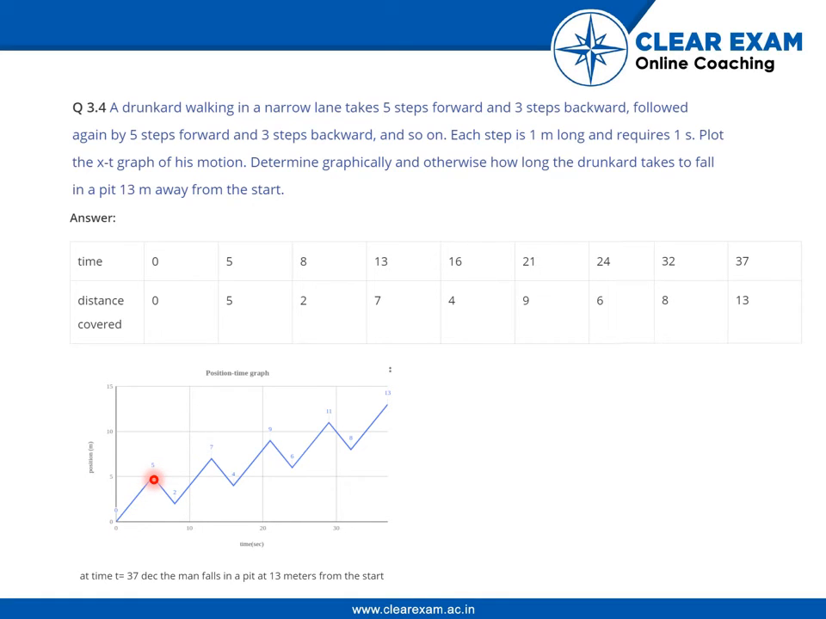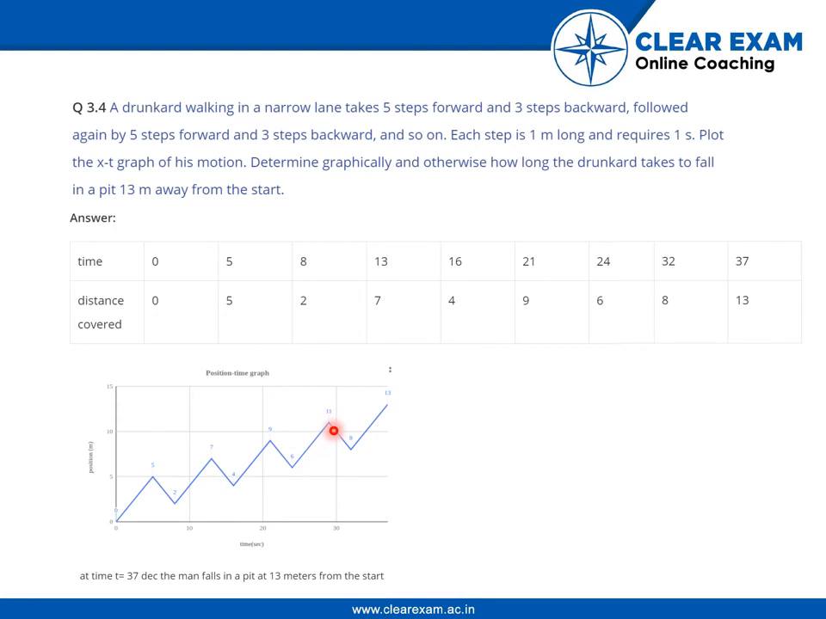Then when t is equal to 8, x is equal to 2. When t is equal to 13, which is this point, the x would be equal to 7, right? So the x would be equal to 7 and t is equal to 13, which is this point.